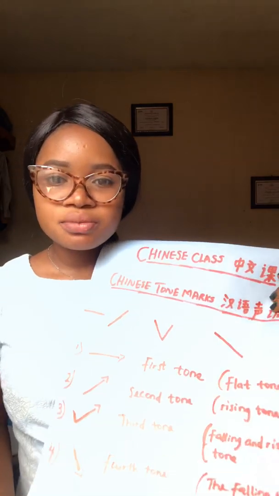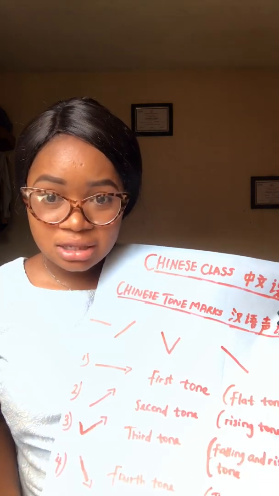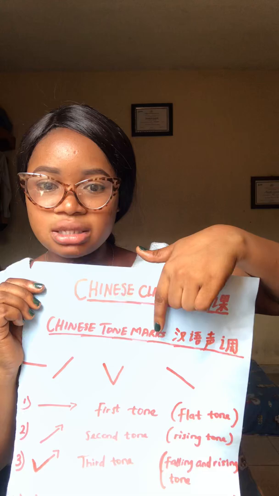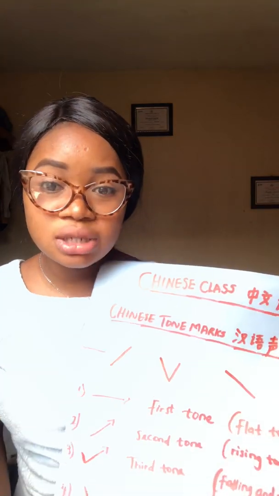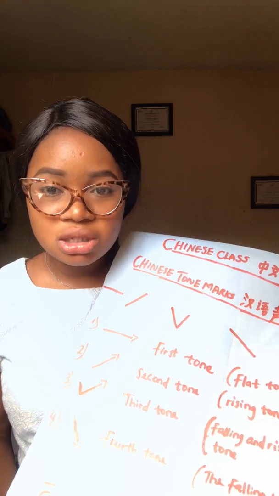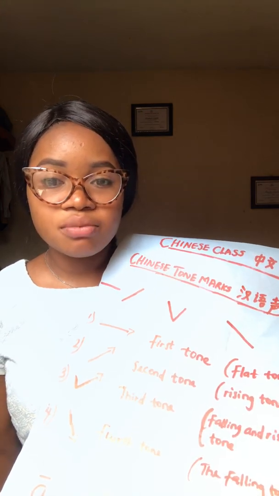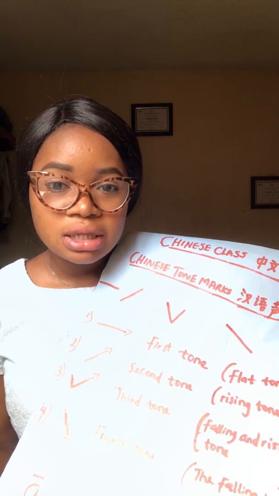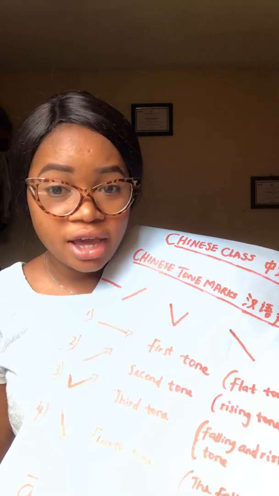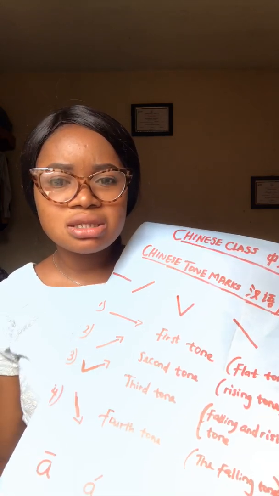Okay, today we are going to be talking about tone marks, Chinese tone marks. You can see Chinese class, 中文课, Chinese tone marks, 汉语声调. The last class I talked to you guys about some basic new words which you have to know as a beginner Chinese learner. I told you about how to say hello, that is 你好, 你好吗, how are you doing, 我很好, I am very fine.